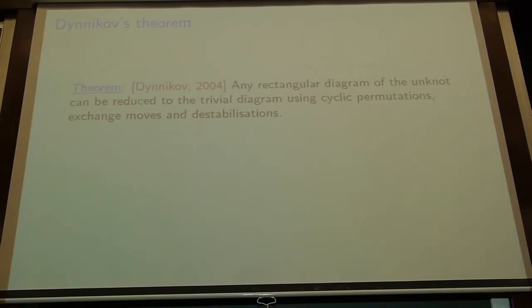And so Dynnikov proved, and it's a very striking result, that any rectangular diagram of the unknot can be reduced to the trivial diagram using cyclic permutations, exchange moves, and destabilizations. And as Joan said, a version of this was already known in the case of braids, due to Birman and Menasco. Crucially, no stabilizations are required. So you never need to increase the arc index.